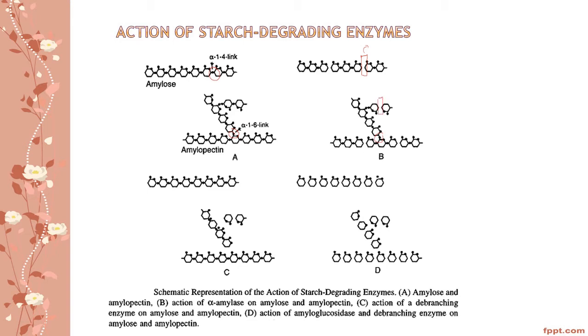And C here is the action of the debranching enzyme on amylose and amylopectin. It eliminates the branch, that's why it is called debranching. You see, it used to be branched like this, now it is debranched. And then the action of amyloglucosidase and debranching enzyme on amylose and amylopectin destroys the 1,4 link, the 1,6 link, and also causes debranching, so it becomes like a single unit.